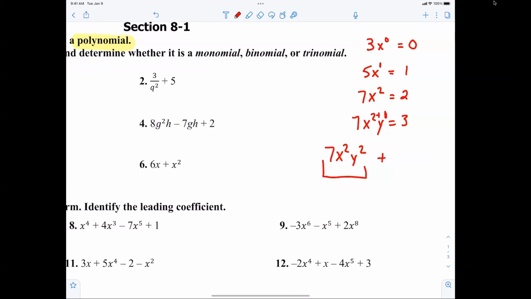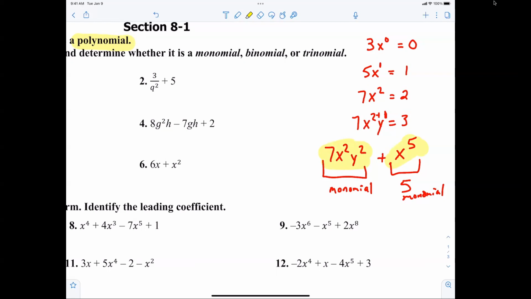Now, if I said plus, let's say x to the 5th, what's the degree of x to the 5th? 5. Notice this is a monomial, and this is a monomial. And together it makes a what? Binomial. So you look at the individual degree of the monomials. So what do you think the degree of the binomial would be? The largest one, 5.